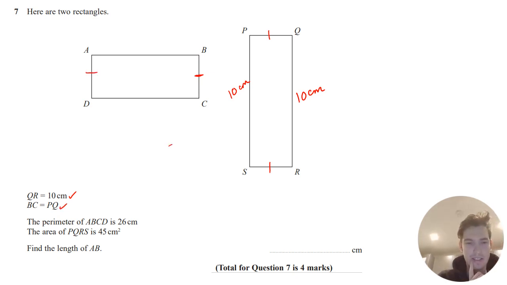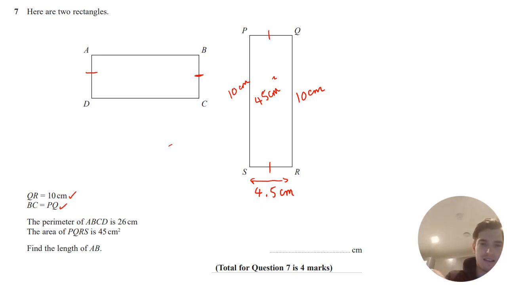The perimeter of ABCD is 26. Now the area of PQRS is 45. So this one has an area of 45. So what can I work out? Well, I think I can work out this length SR because I know one side of the rectangle and I know the area. So 45 divided by 10 is 4.5 centimeters. And because that is the same as this length here, BC, 4.5 centimeters, this is also 4.5 centimeters.